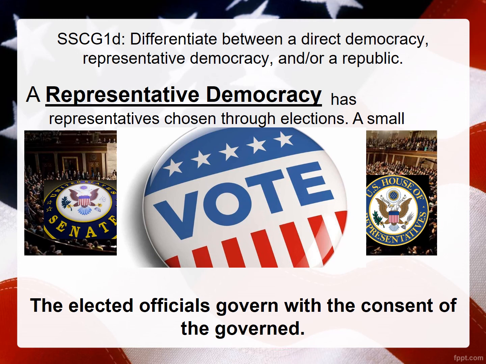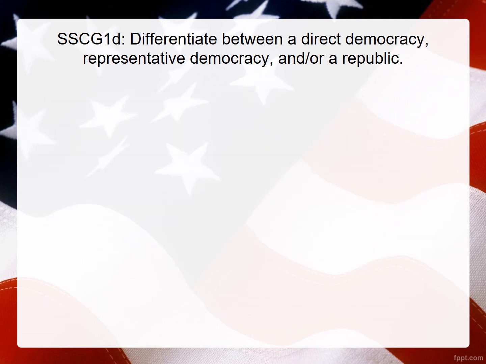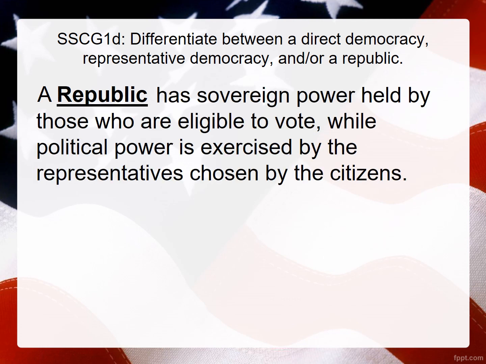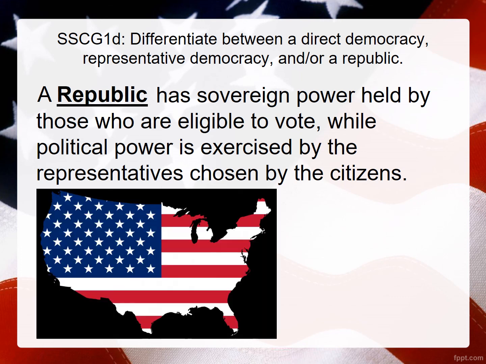But the big thing to remember here is that the elected officials in a representative democracy, and in a democracy itself, govern with the consent or the permission of the governed. You and I, the people who live in the country. In a democracy, we the people give permission to the government to rule us or to govern. Now, a republic. So what is a republic? We've seen a direct democracy, we've seen a representative democracy. What is a republic? Well, that is where the sovereign power is held by those who are eligible to vote. See, while the political power is exercised by the representatives, in other words, the people that we elect, we as citizens or those who are eligible to vote really hold the power.